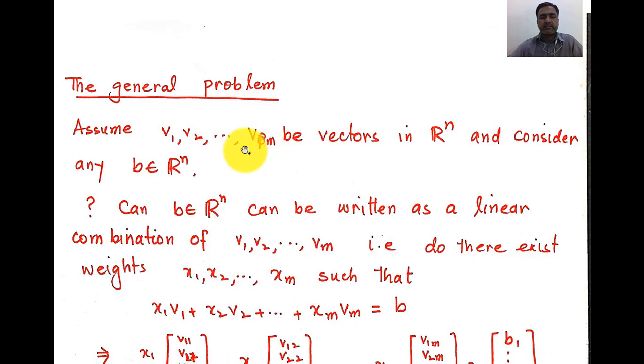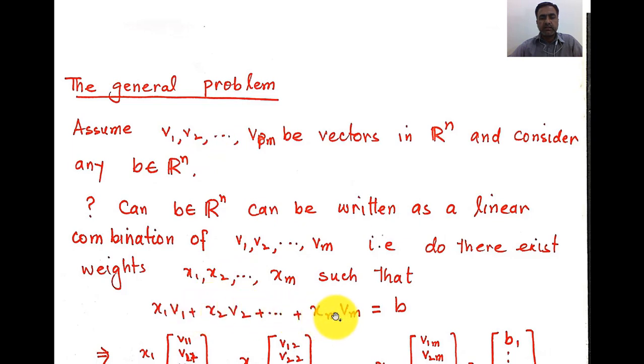Assume I have m vectors v1, v2 up to vm in Rn, and consider any vector b in Rn. The question is, can this vector b in Rn be written as a linear combination of v1, v2 up to vm? That is, do there exist weights x1, x2 up to xm such that this vector b can be obtained from the linear combination of these vectors? We know that the linear combination of these vectors would be x1 v1 plus x2 v2 plus xm vm.